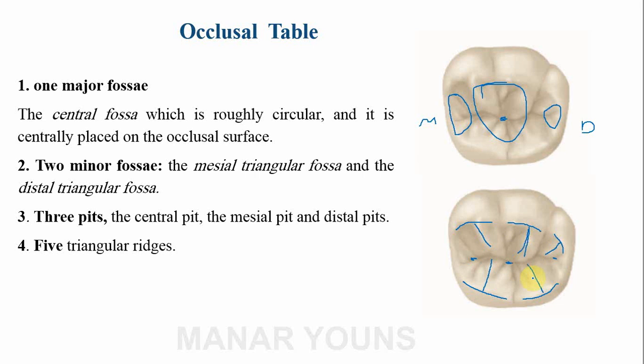This arrangement gives 2 transverse ridges. There is no oblique ridge, but 2 transverse ridges. The triangular ridge of the mesiobuccal with the triangular ridge of the mesiolingual form a transverse ridge. Another transverse ridge is formed by the union of the triangular ridge of the distobuccal with the triangular ridge of the distal lingual. So there are 2 transverse ridges, 5 triangular ridges, and no oblique ridge.